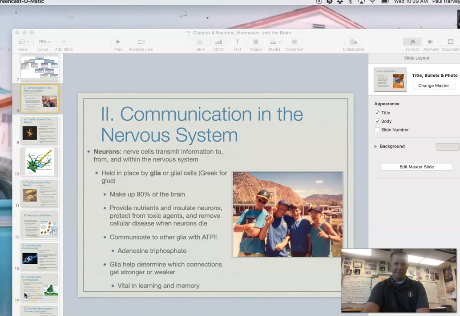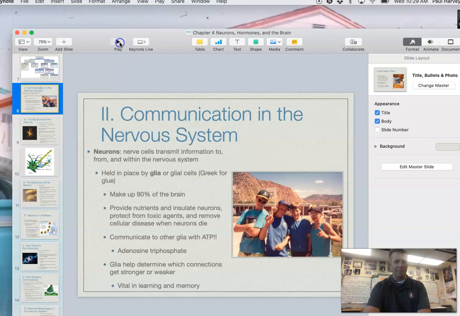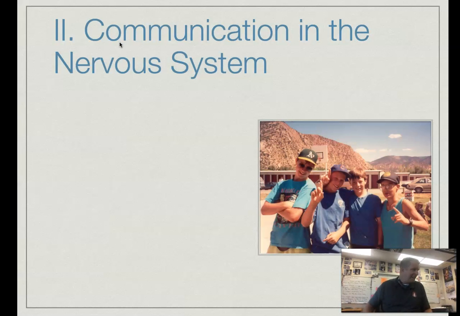Hello, AP Psych kids. We're going to do section 2 of chapter 4 on neurobiology. We're going to look at communication in the nervous system today.